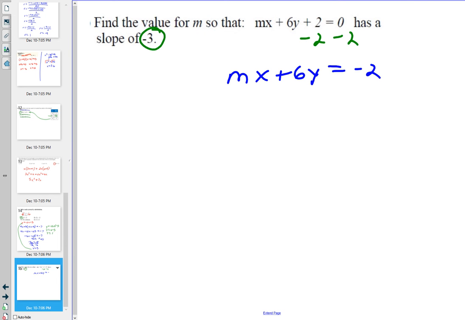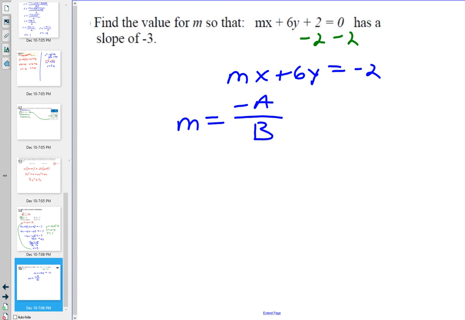Yeah, it'd be standard. And now you could put this into slope-intercept form, but these are one of the ones where if you look through your notes, I actually took care of you because I gave you an easy way to find slope in standard form. I told you it was negative A over B. So now is when you could plug in. We're looking for M. What would that M have to be?